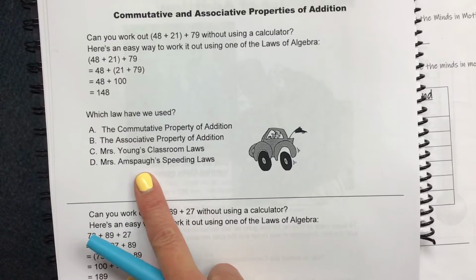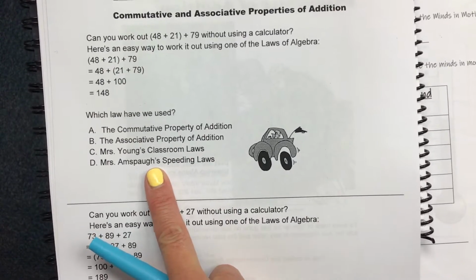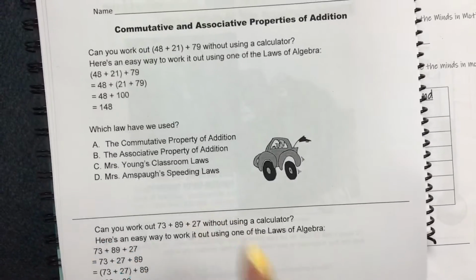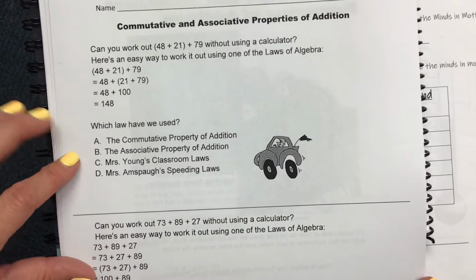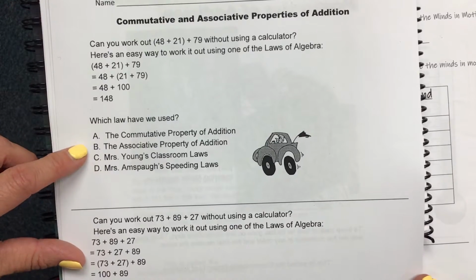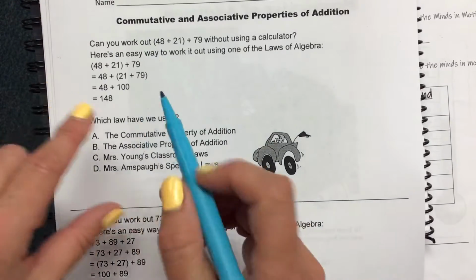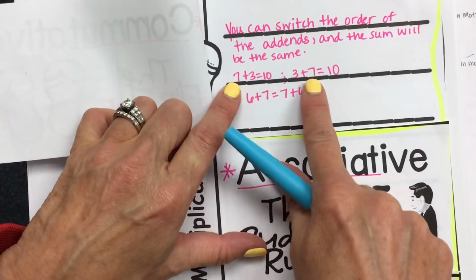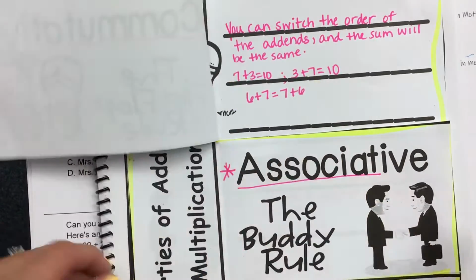Or did we use Mrs. Young's classroom laws or Mrs. Amsbaugh's speeding laws? Which one did we use here? Caden, R. I think that we did the commutative. Okay, so commutative says we're switching the order. So if you remember, commutative means we're just saying instead of 7 plus 3, we're doing 3 plus 7.